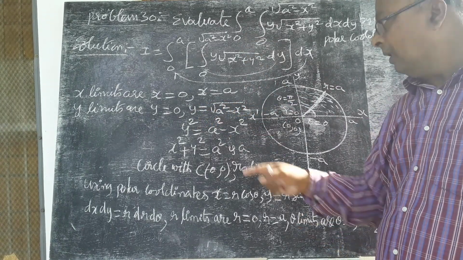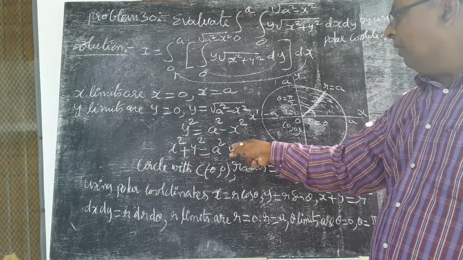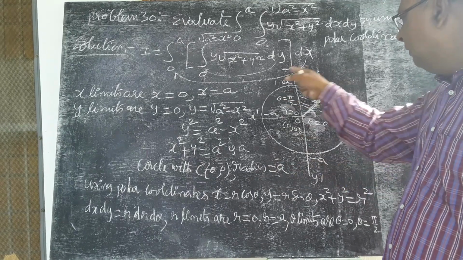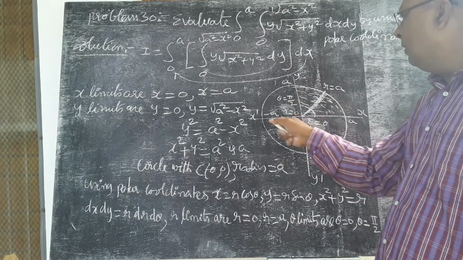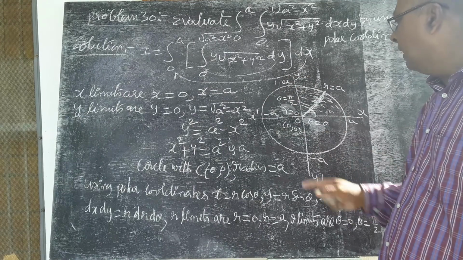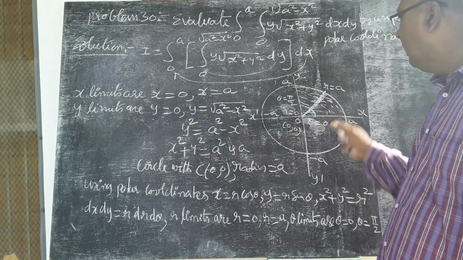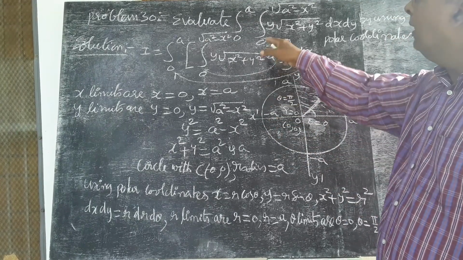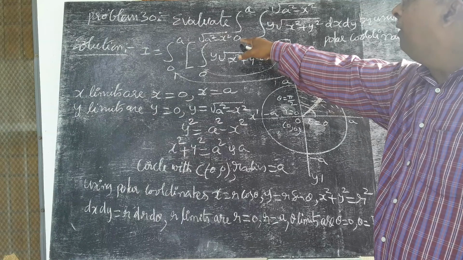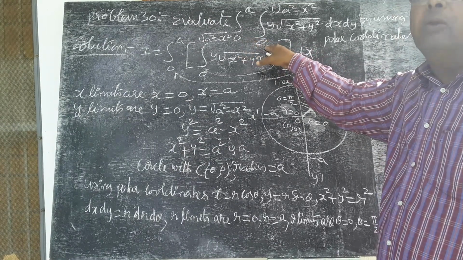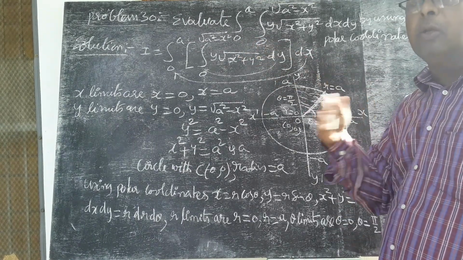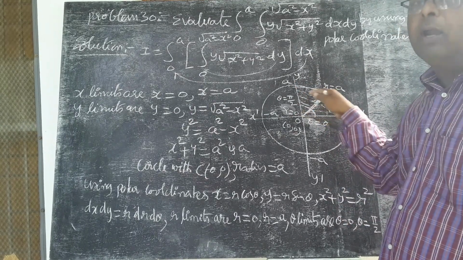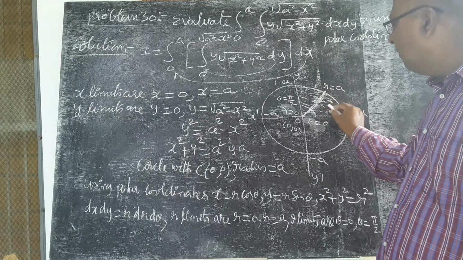Squaring on both sides, x square plus y square is equal to a square is a circle with center (0, 0) and radius a. Here is the x axis and y axis, O is the center (0, 0), radius a, this is minus a, this is minus a. Look here, x beginning value 0, y beginning value 0. 0 to something means x positive, y positive. That represents the positive quadrant of the circle.